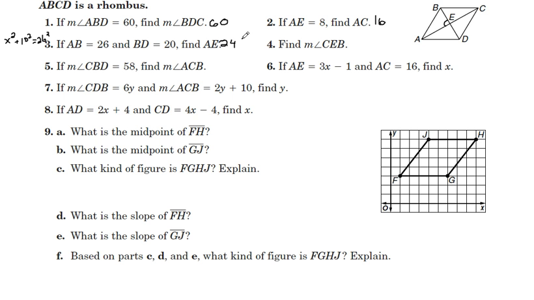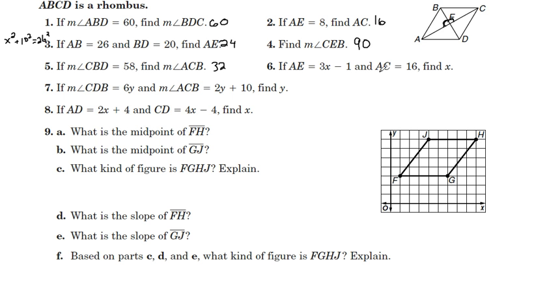Number 4, find the measure of CEB. That is one of the angles from the diagonal here. CEB is right here. It is also 90 degrees. The diagonals are perpendicular, so they all intersect at 90 degrees. If the measure of CBD is 58, find the measure of ACB. Just adding up the sum of a triangle to be 180, we have 90 plus 58, so the missing angle here is 32.